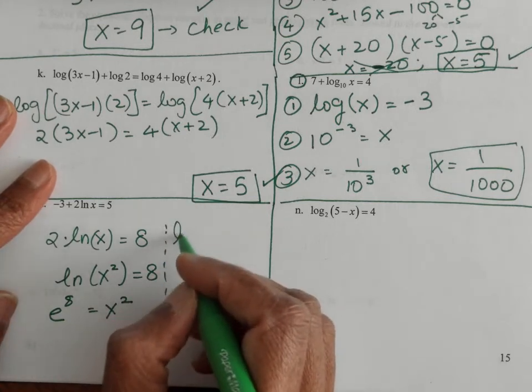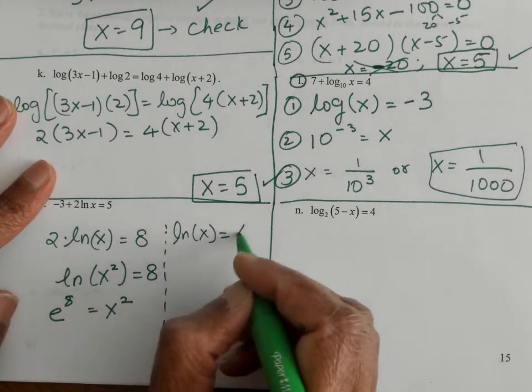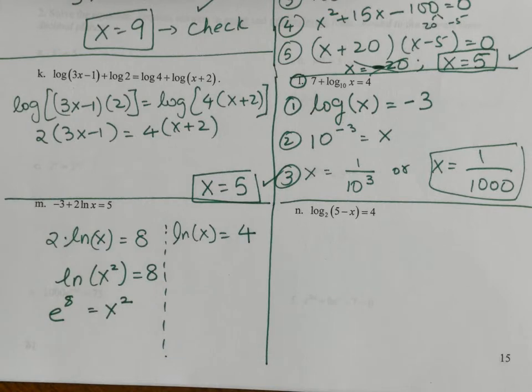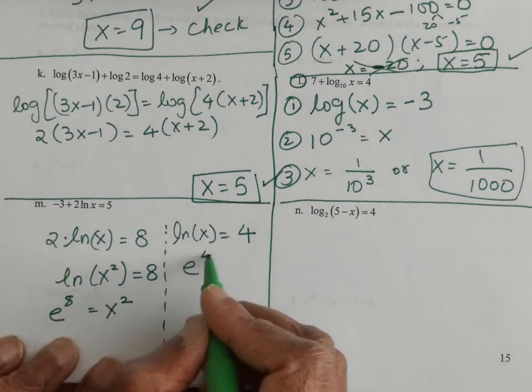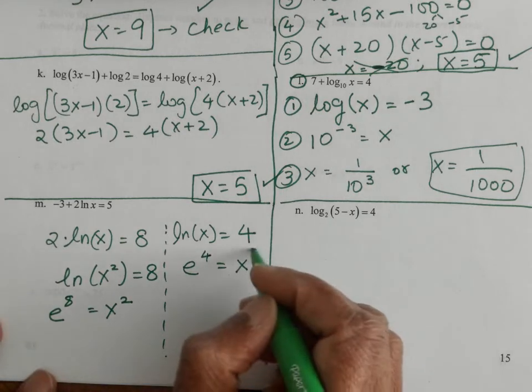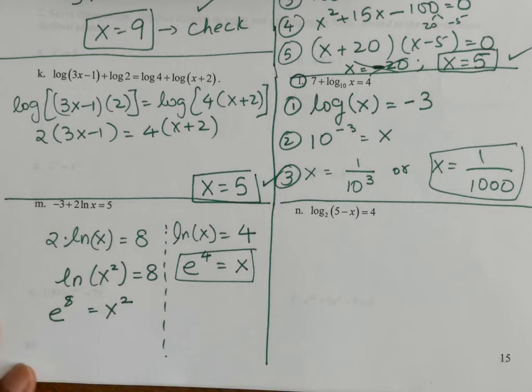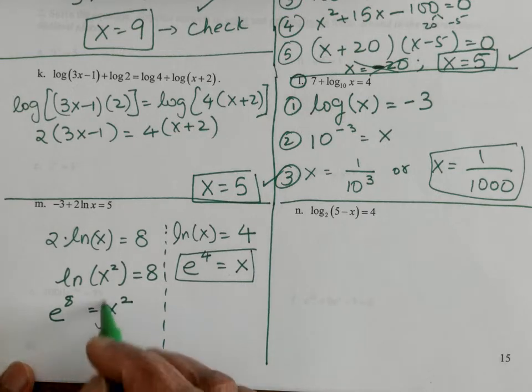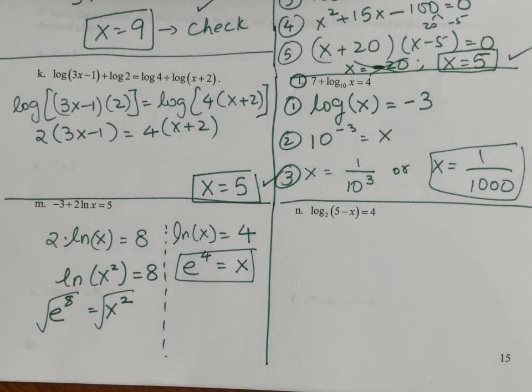So I do ln of x equals 4 because I divide by 2 on both sides. 2 is the coefficient, so I can also do this. And I think this may be an easier method. Then I do e to the power of 4 equals x, and that's my answer. Which is what I'll get here too. I take the square root on both sides. The square root of e to the 8th power is e to the 4, plus or minus, but the minus will go away. So you will get the same answer. But I do think this is an easier way to do it.